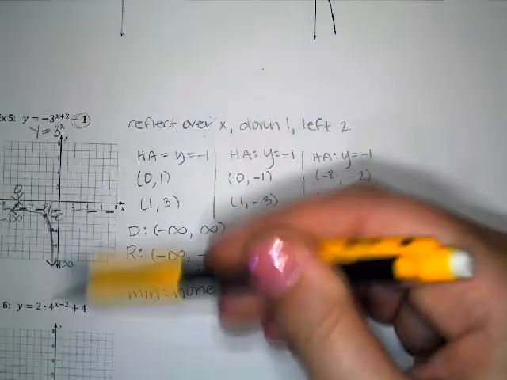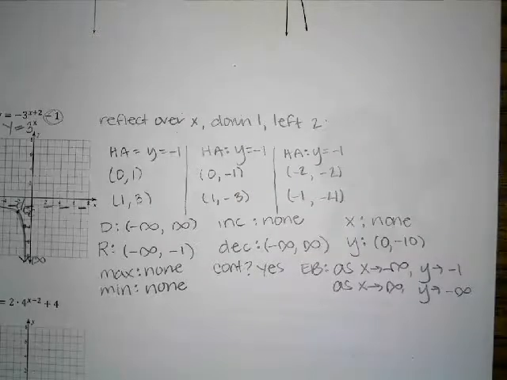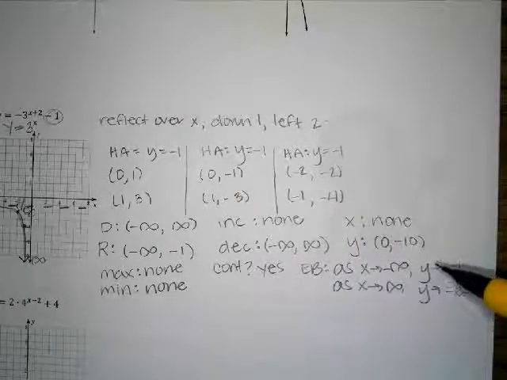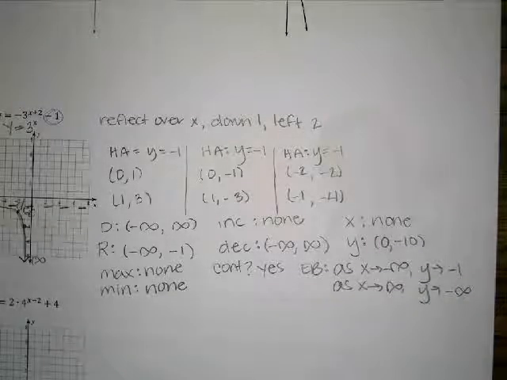So for this unit, it's a little bit more difficult than last unit was. Last unit was nice because it was always the horizontal asymptote on both sides. This unit, it's going to be the horizontal asymptote on one side.